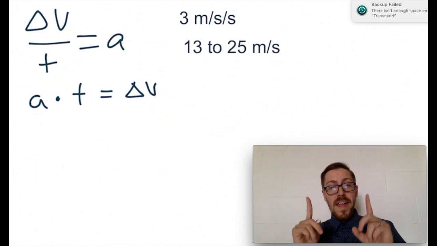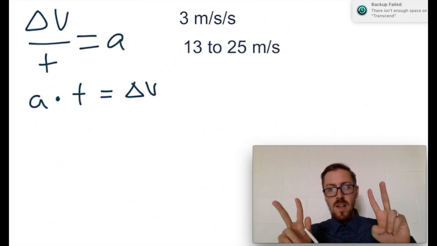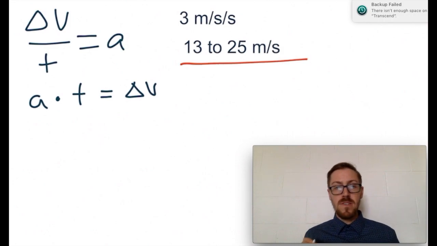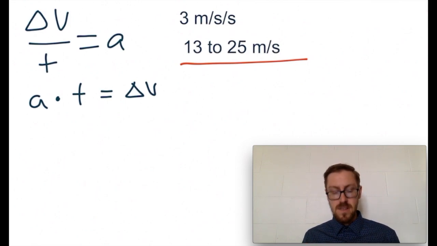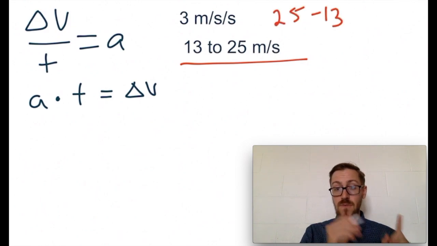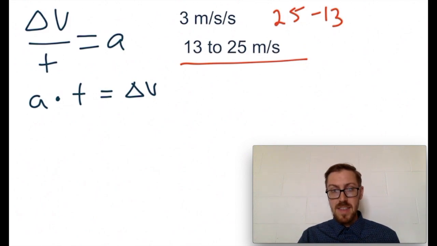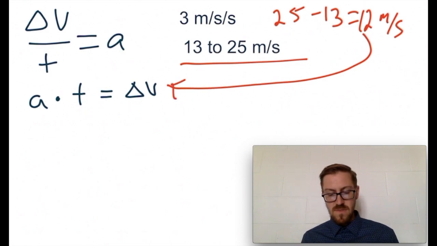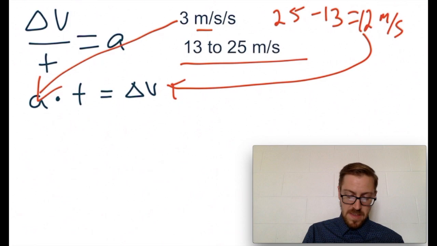Another one. The only thing I can do to make this a little bit more difficult is give you two velocities. Now you might be confused. Where does this go? I need to figure out my change from those two numbers first. Remember, we do end minus start. So 25 minus 13. I'm going from 13 to 25. So 25 is my end, 13 is my start, and I'd be left with 12 meters per second. Now that number gets used here for my change in velocity. That's an acceleration because meters per second per second.